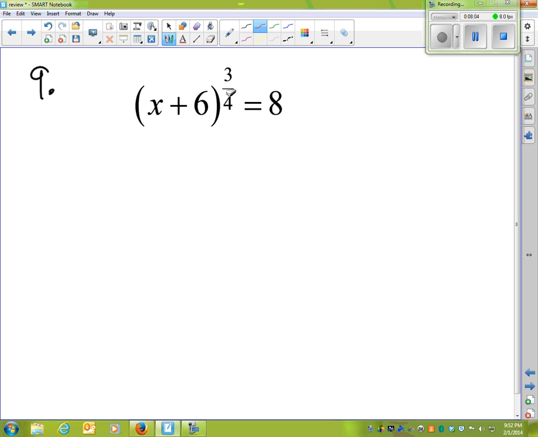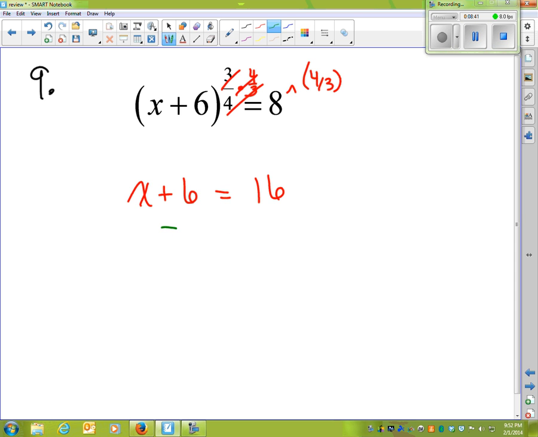Right, to get rid of a fraction, you would multiply by the reciprocal. These are powers, though. This is not 8 times 4/3. It's 8 to the power of 4/3. So when you type it in your calculator, make sure you raise it to the power of 4/3. These cancel. I have x plus 6 equals 8 cubed is 2, to the 4th is 16.